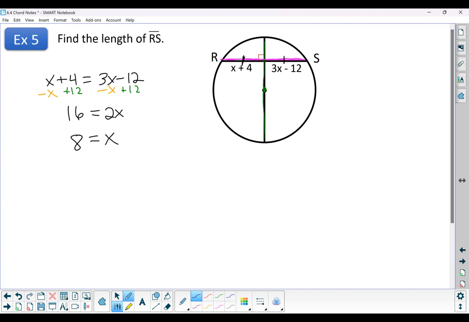Well, we're trying to find the whole length of RS. So if we sub in an 8 for x, we find that this is 12, and then this is also 12 because they're the same. So the length of RS, that chord, is 24.